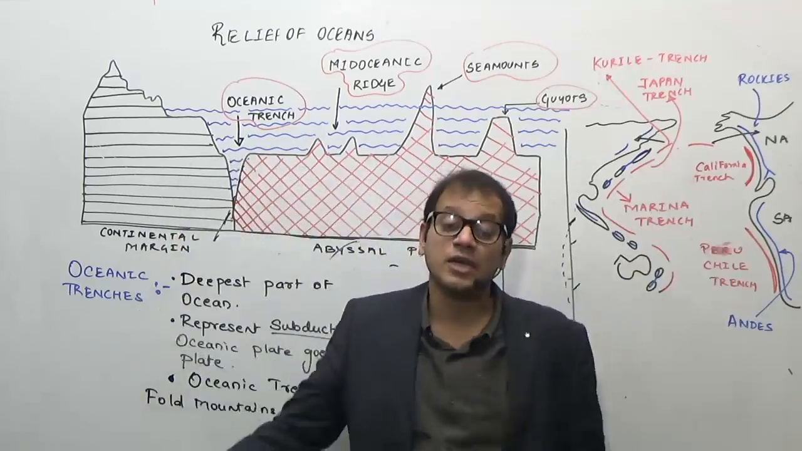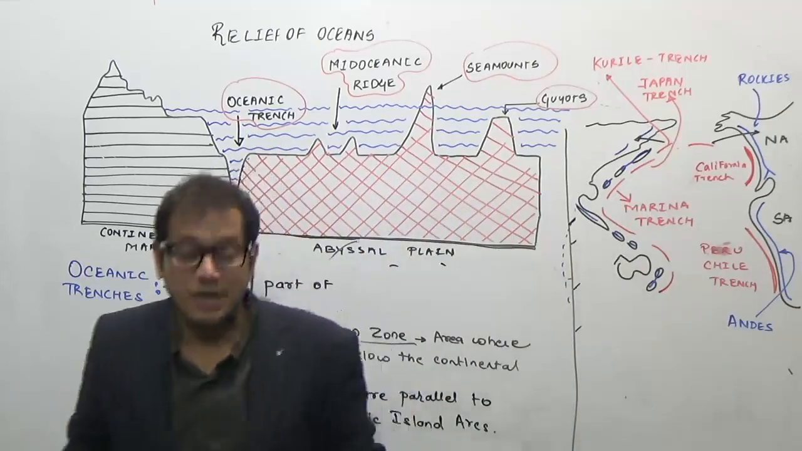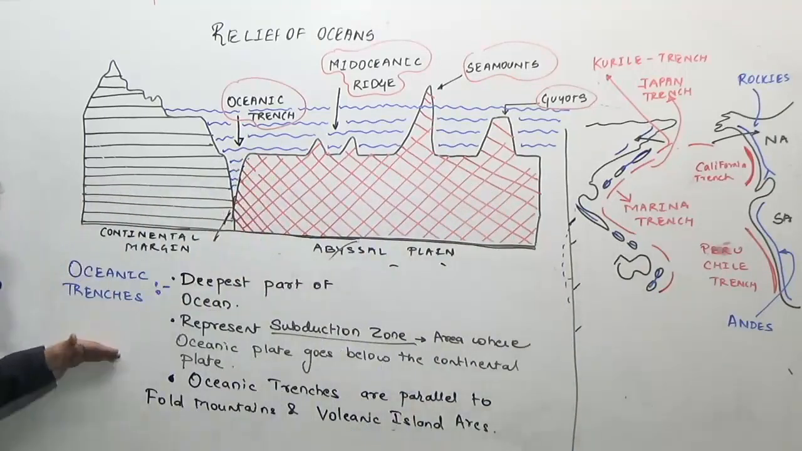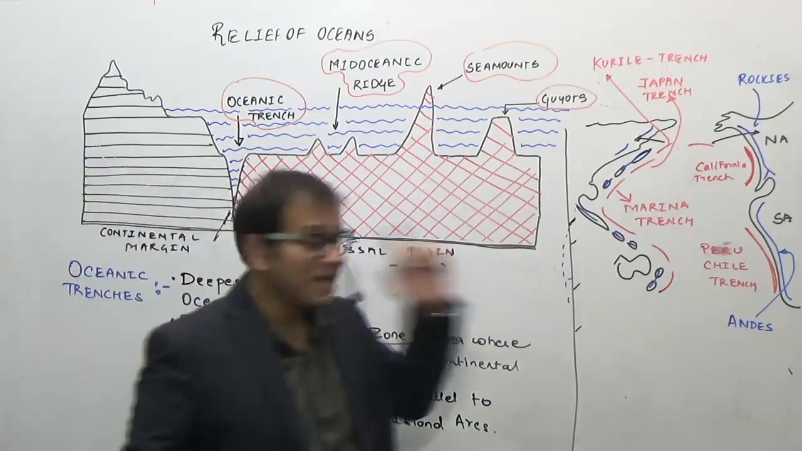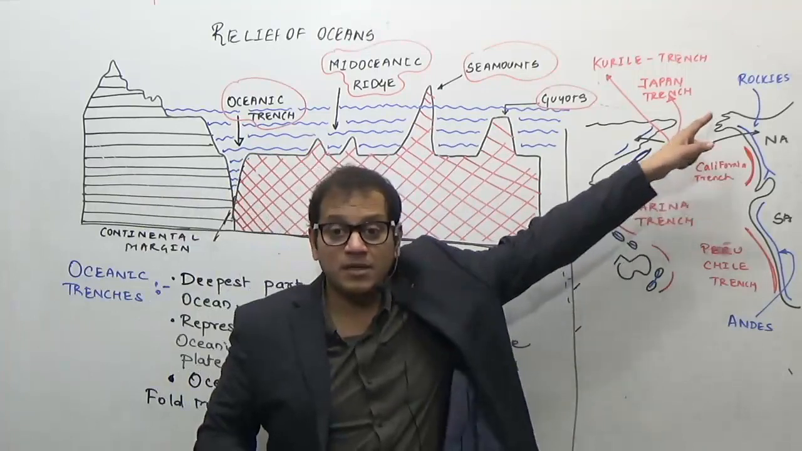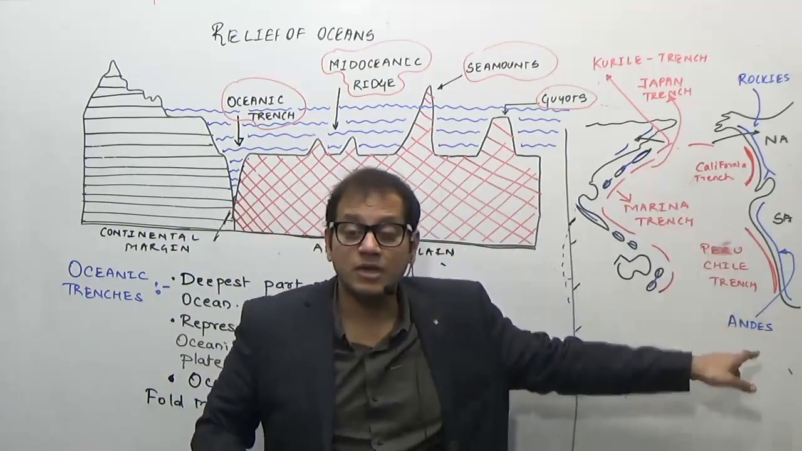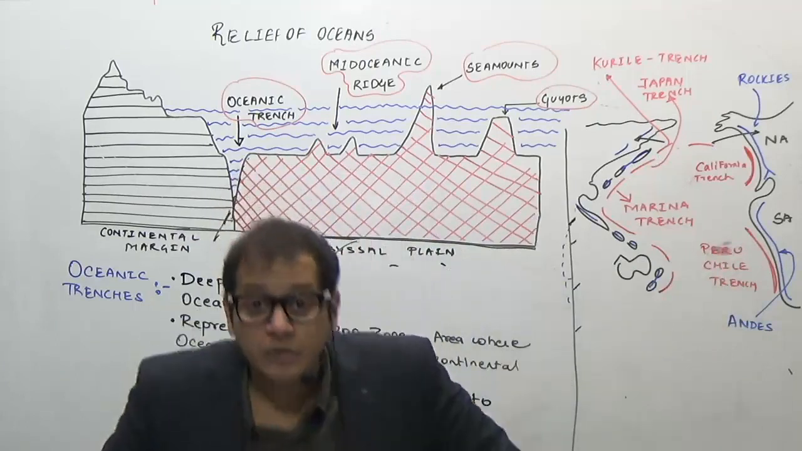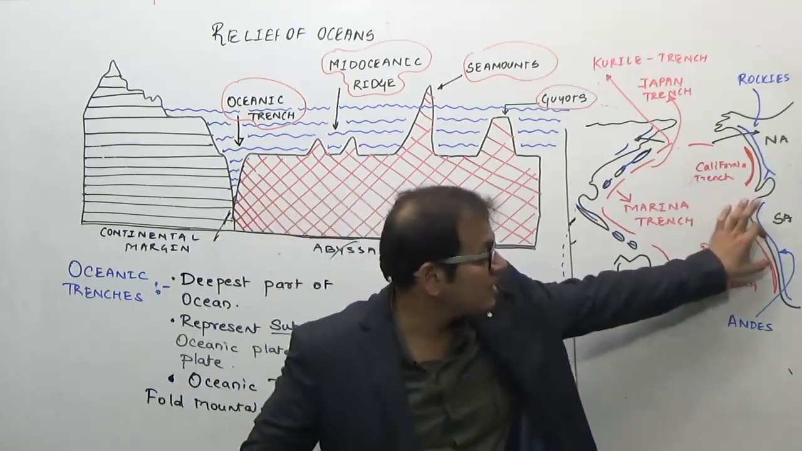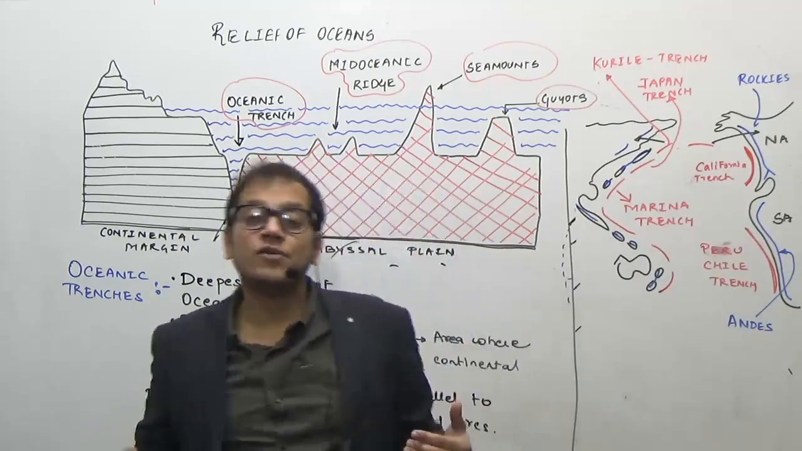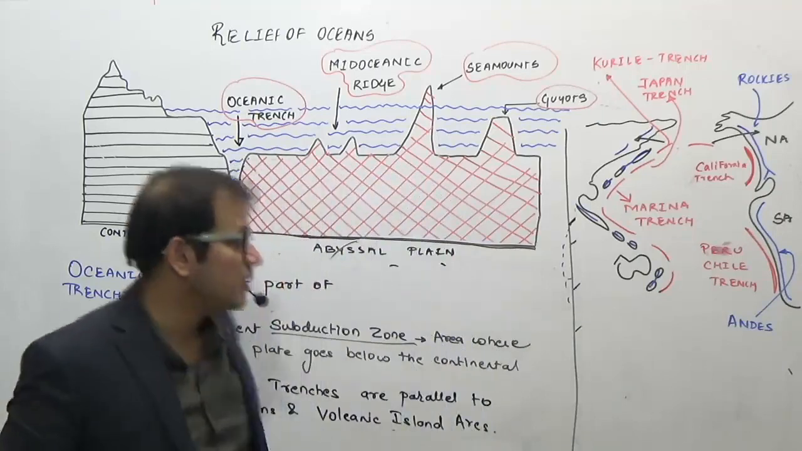Look at your volcano lecture. Look at your plate tectonics lecture. Revise them again. Now, so therefore the oceanic trenches are parallel to the fold mountains. For example, again, Californian Trench is parallel to the Rockies Mountain. Peru-Chile Trench is parallel to the Andes Mountain. Now, Peru-Chile Trench, where is the Atacama Desert? This is the region where there is an Atacama Desert. And therefore, the Peru-Chile Trench is also known as the Atacama Trench.